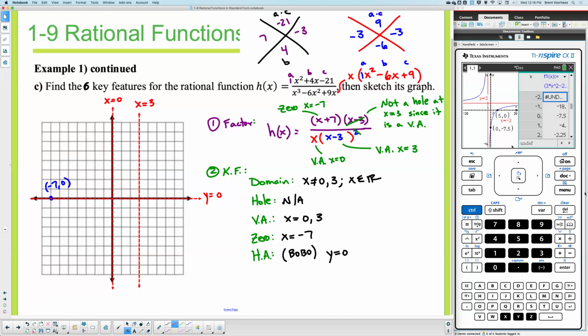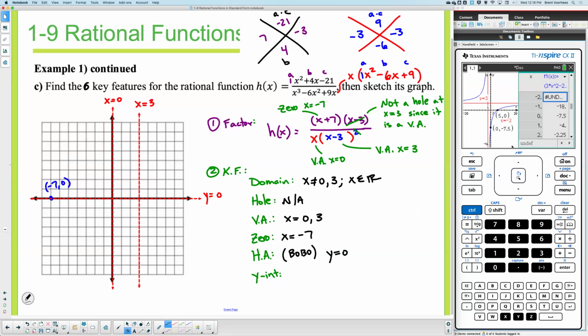Okay, last key feature, the y-intercept. Do y'all remember how to find this? Anything, you plug in a 0. You plug in 0 into the equation. So if I plug in 0, anything with an x cancels out, which gives me a problem here because I cancel out everything in the denominator. That means there's nothing left over, which is zeros all the way across. Are you allowed to divide by 0?